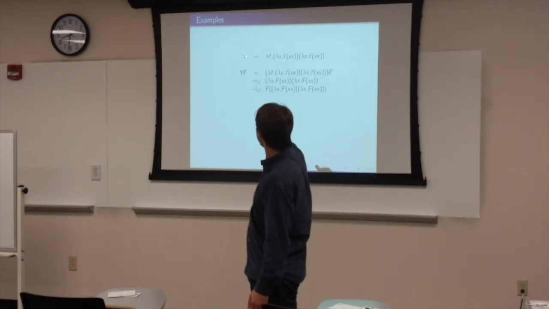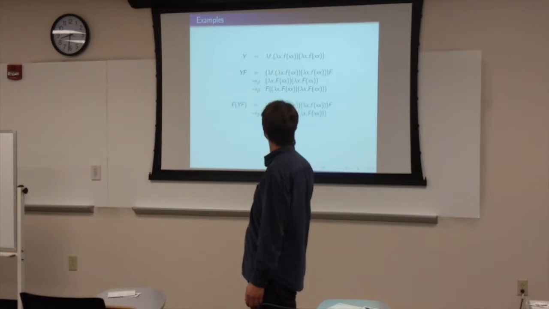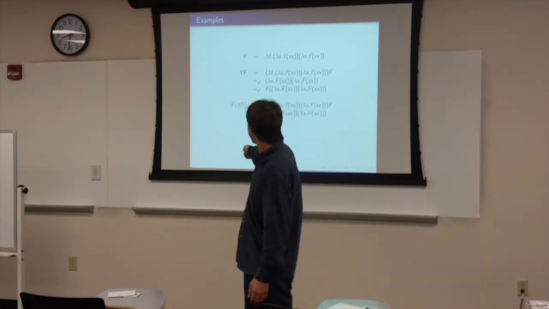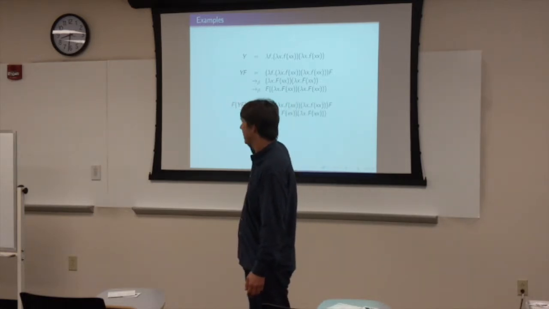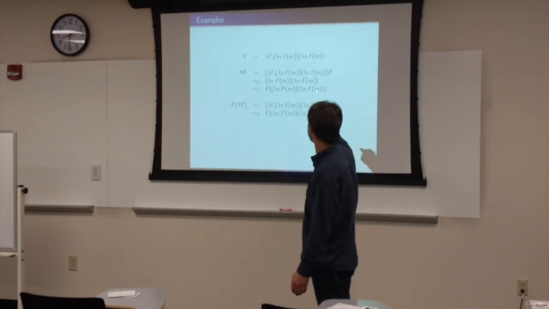So if you take this Y Combinator and you apply it to any old random f, I claim you beta reduce to this right here. I also claim that if you take f of y of f, and you beta reduce, you end up with this bottom line here is the same as this line here.